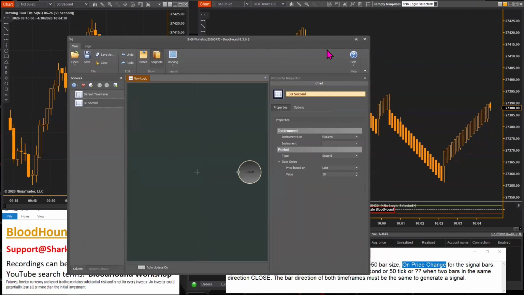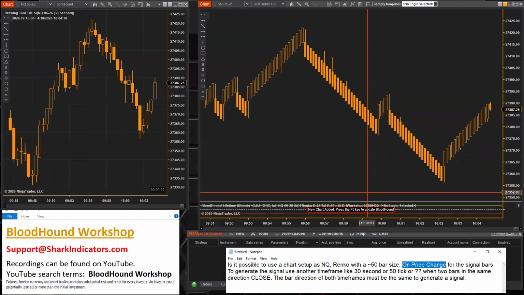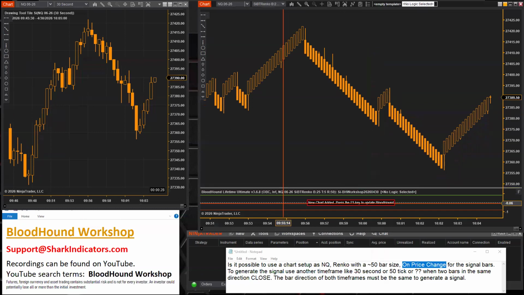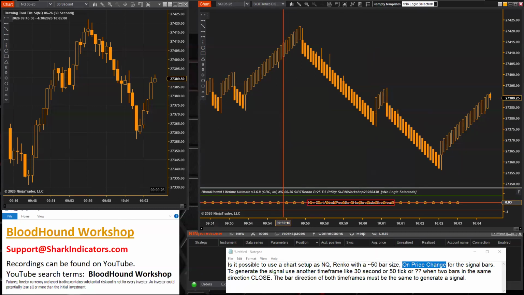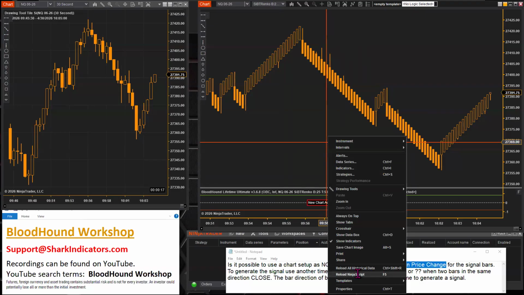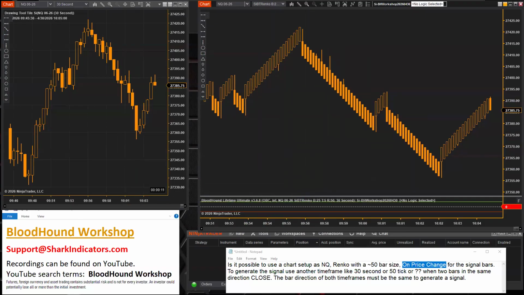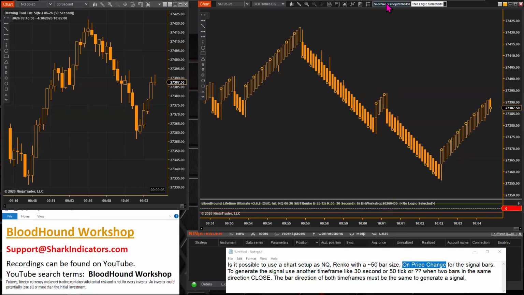Next, when you add a time frame to an indicator, and remember, Bloodhound is at the end of the day just an indicator, you do have to reload the chart. There we go. Now we'll get NinjaTrader to spin up that 30-second chart on the Renko chart. All right, now let's open Bloodhound again.